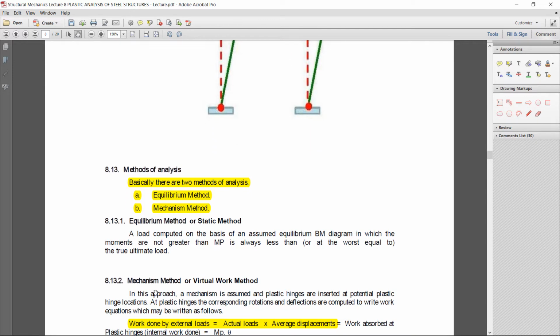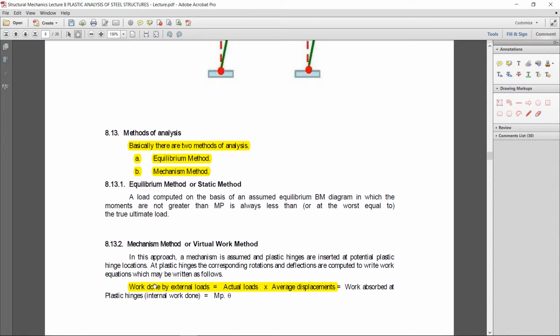Second is the mechanism method, or the virtual work method. In this approach, a mechanism is assumed and plastic hinges are inserted at potential plastic hinge locations. Means we identify the points at which location the plastic hinge forms. We point out those locations, and then from the method of virtual work we find the collapse load.